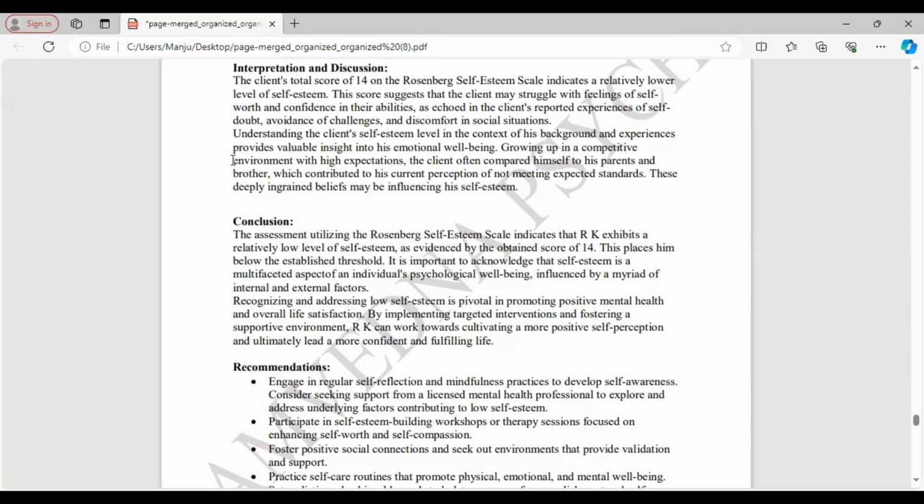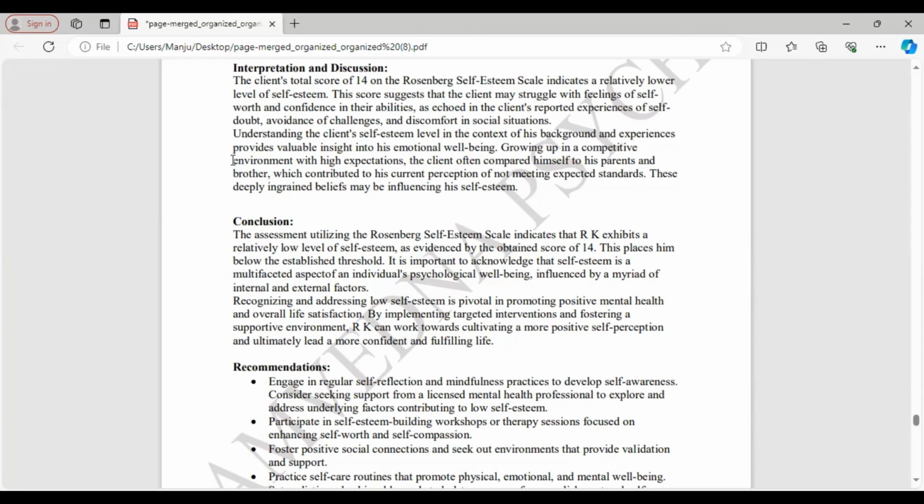Then conclusion: the assessment utilizing Rosenberg self-esteem scale indicates that Mr. RK exhibits a relatively low level of self-esteem, as evidenced by the obtained score of 14. This places him below the established threshold. It is important to acknowledge that self-esteem is a multifaceted aspect of the individual's psychological well-being, influenced by a myriad of internal and external factors.